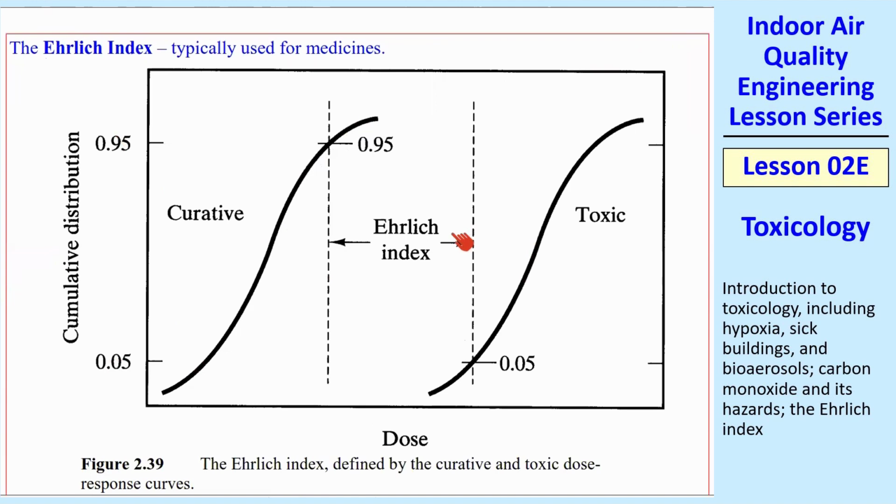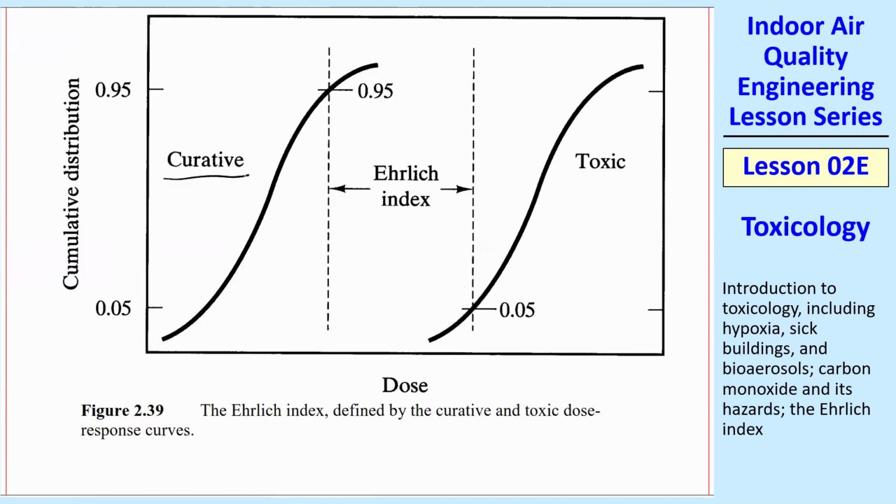So the Ehrlich index is an interesting parameter. There's two curves, a curative curve and a toxic curve. So let me put the curative stuff in blue. This is 5%. So if this is a drug, say it's aspirin or it's some asthma medication, well, at this particular dose, we call this the 5% curative. 5% of the people are cured.